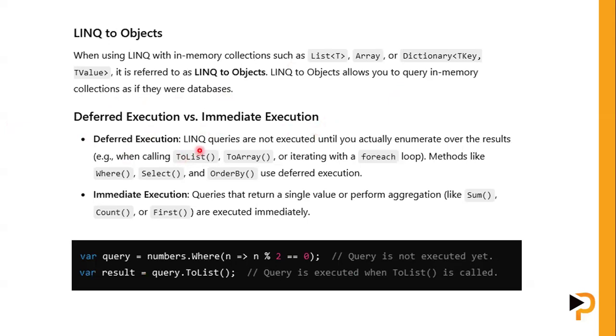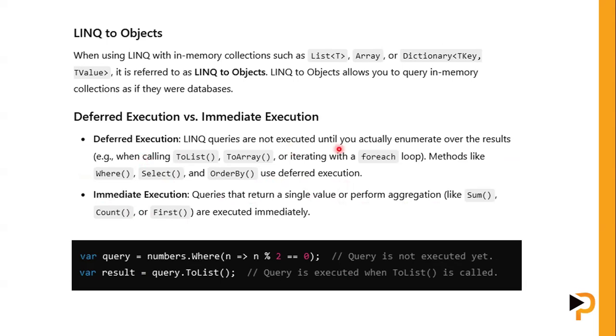Deferred execution: LINQ queries are not executed until you actually enumerate over the results. Methods like where, select, and orderby use deferred execution. Now, immediate execution: queries that return a single value or perform aggregations. Now, what exactly are deferred execution and immediate execution?